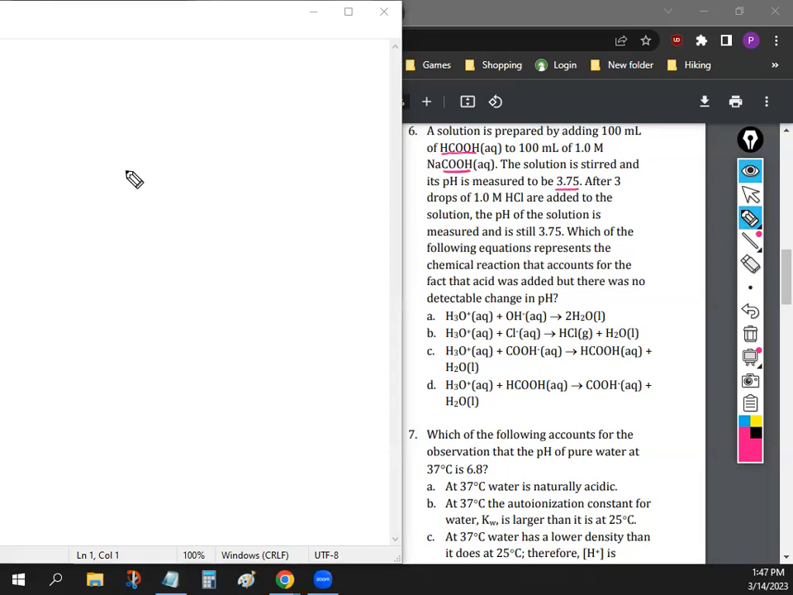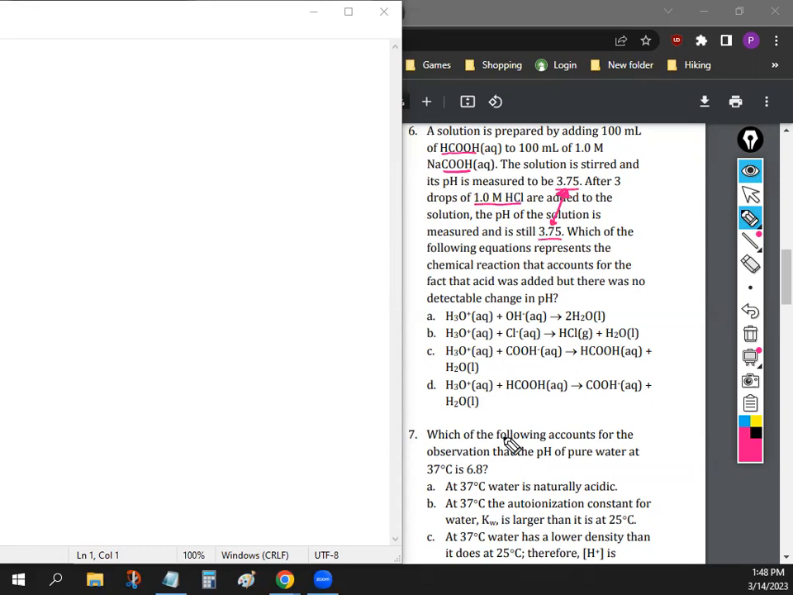Okay, you made your solution, and then you're going to add 3 drops, so a very little amount, of 1 molar HCl. And the pH of the solution is still the same. So you're going to add a little bit of HCl, and the solution pH is still going to stay the same. Basically it's asking, out of these 4 reactions, which one will justify the pH not changing, even though you added some acid?